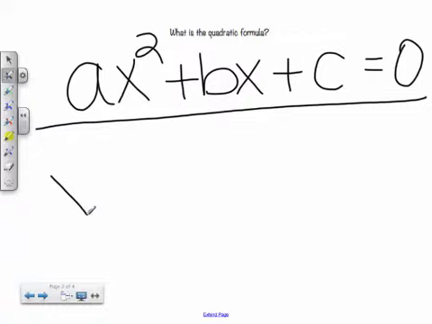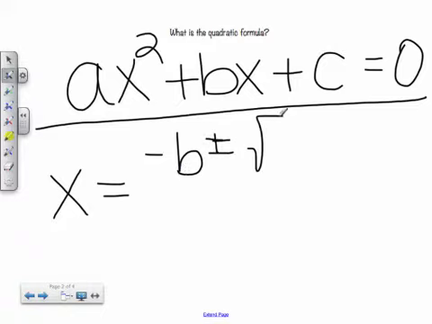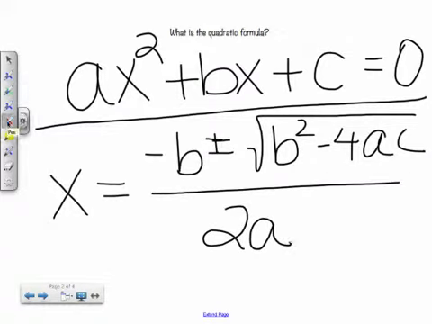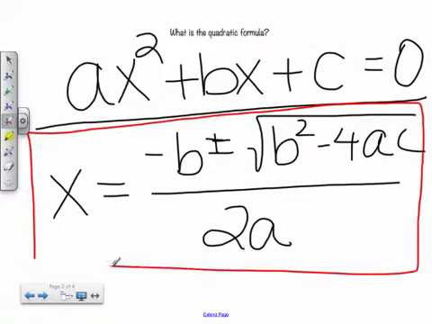So it is x equals negative b plus or minus the square root of b squared minus 4ac all over 2a. Okay, so this is the quadratic formula. If you want to solve any quadratic equation, you need to get it in this format right here, and then plug it into the formula right here, and this will give you the answers to your quadratic equation. It will give you whatever x is equal to.